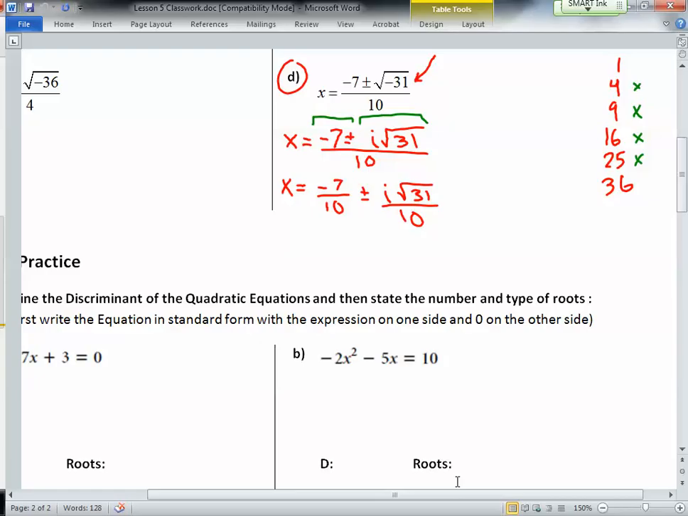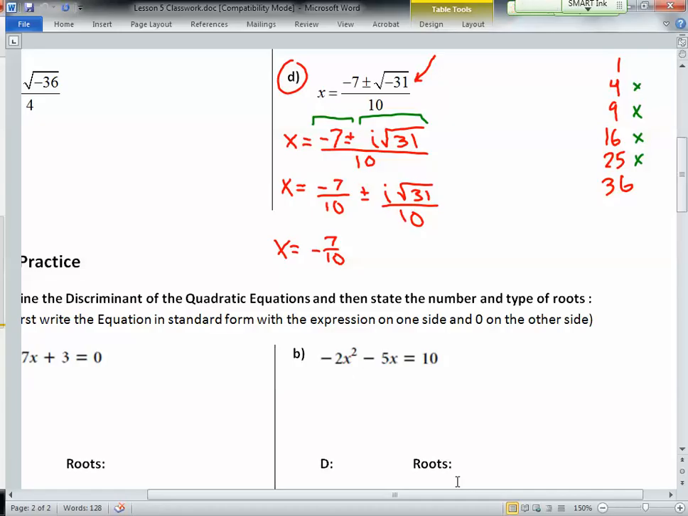And I'm going to see that there's not much more I can do to simplify these. I can't simplify this first fraction at all. And I can't simplify the second one. So what I end up with is x equals -7/10.